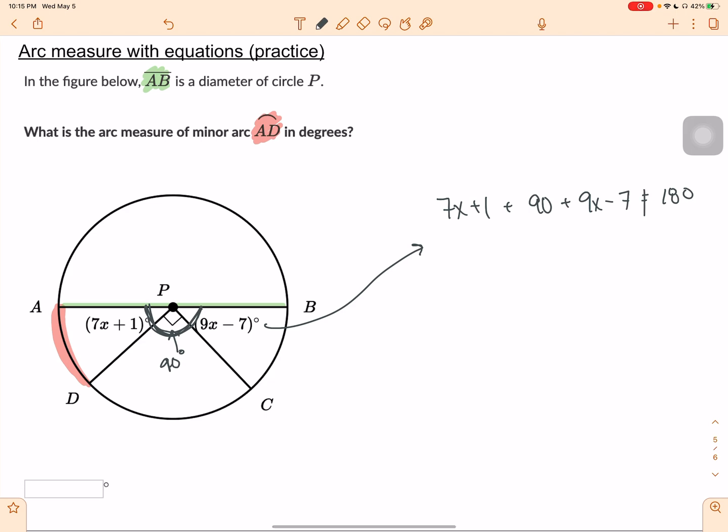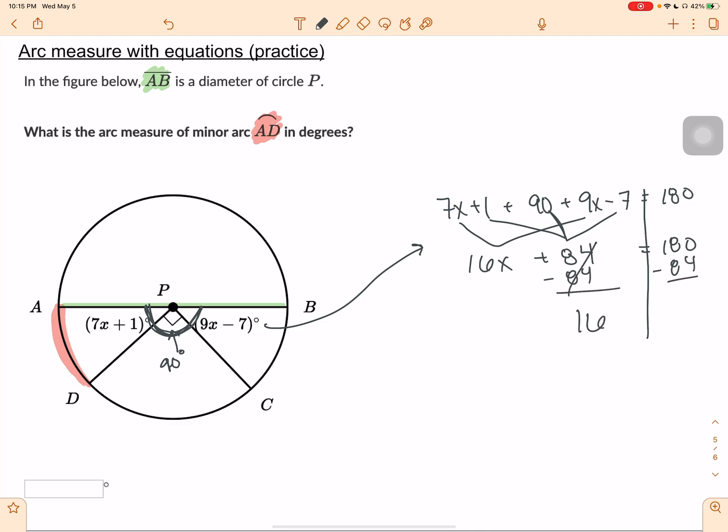I'll go pretty fast. 7x plus 9x is 16x. 1 plus 90 minus 7, that would be 84, equals 180. Subtract 84 from both sides. Get 16x equals 96. Is that 6? 16 times 6? Yeah. Divide both sides by 16. We get x equals 6.